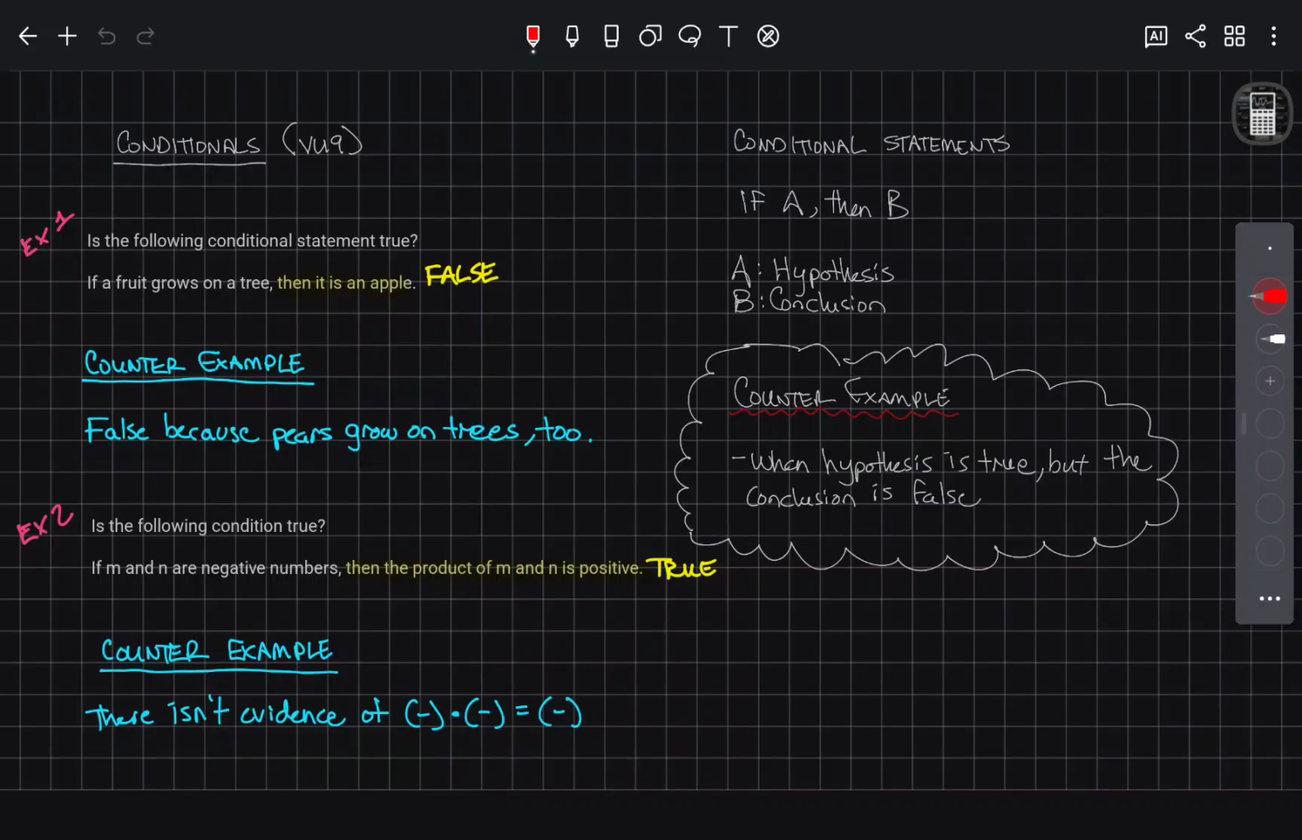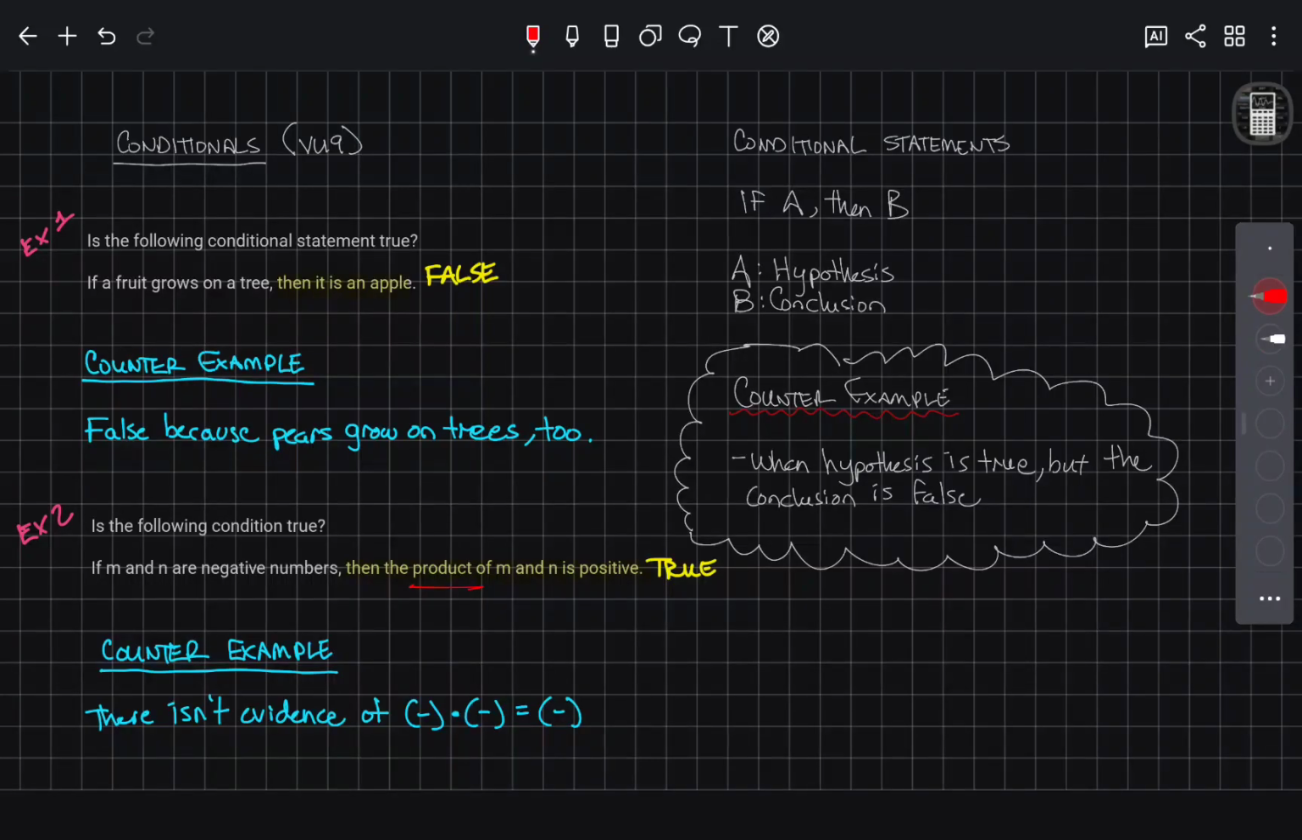Take a look at example number 2. Is the following conditional true? If m and n are negative numbers, then the product of m and n is positive. So we know that if we multiply any two negative numbers, because it said if m and n are negative numbers, so both m and n are negative, and then the product is the answer to a multiplication problem, we know that whenever we multiply same signs, we get a positive answer for multiplication.